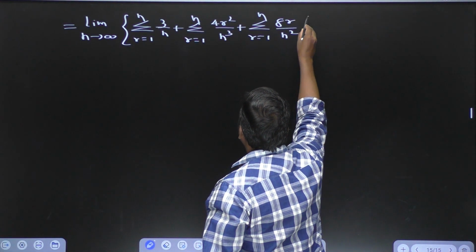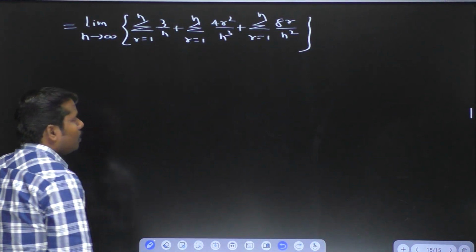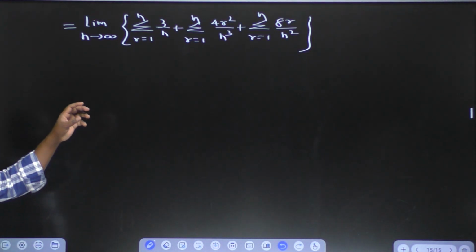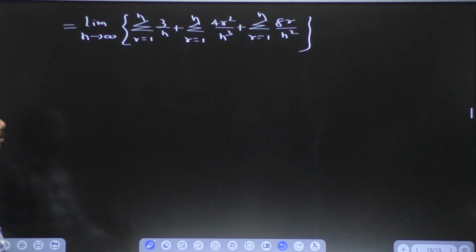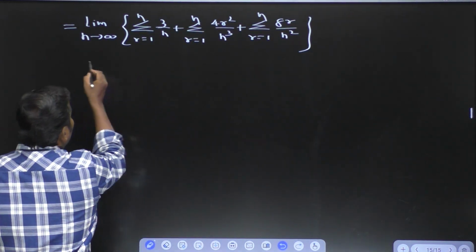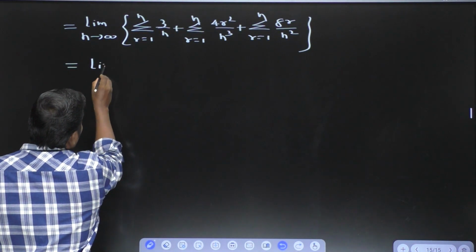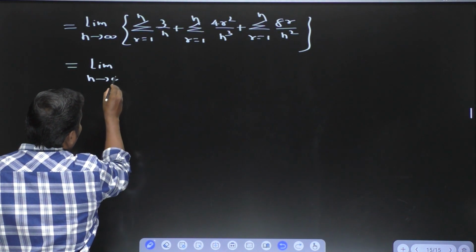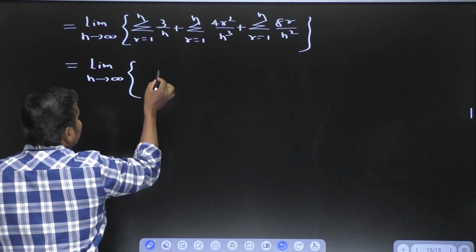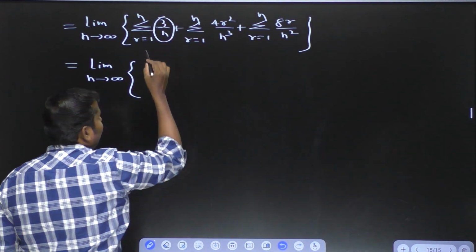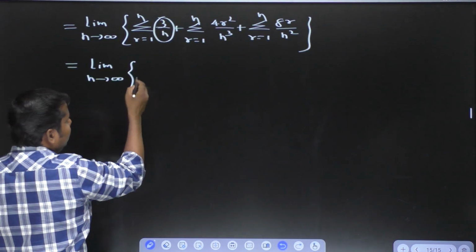8r by n squared. Okay students, what is the next step we have to do? We need to take out what is independent of r. Independent of r must be taken outside. So that is equal to limit n tending to infinity. See, the entire thing is independent of r. No r involved. Take the entire thing outside.